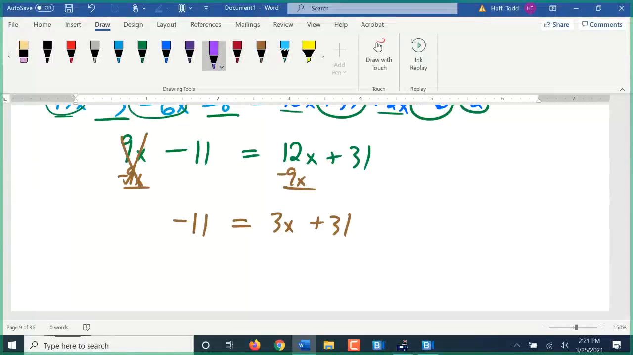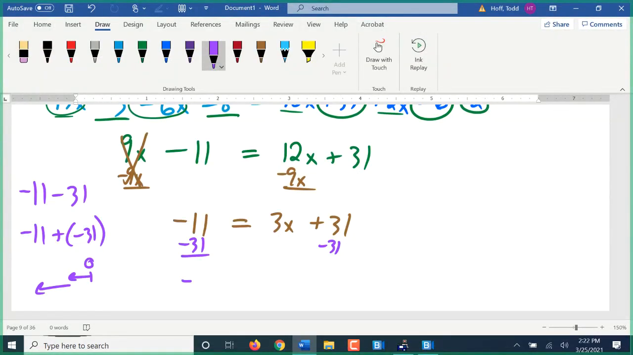Now I'm ready to solve, so I'll subtract 31. Now we have negative 11 minus 31. I'm going to turn that into negative 11 plus a negative 31. So from 0, I've got negative 11, negative 31. They both go in the same direction. That's a negative 42. Equals, well, over here the 31's gone. We took it away, so it's just 3x.